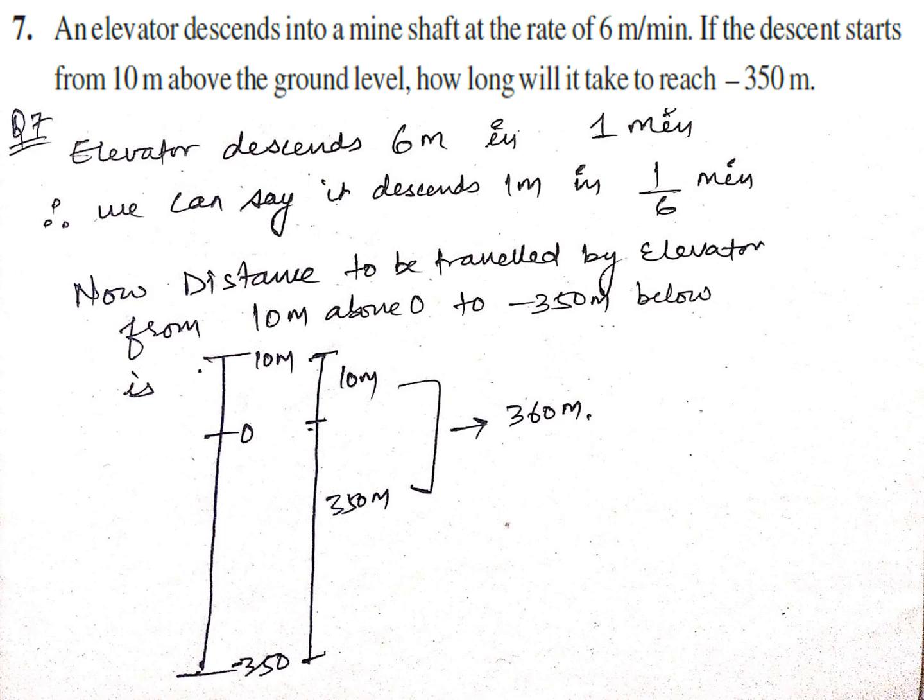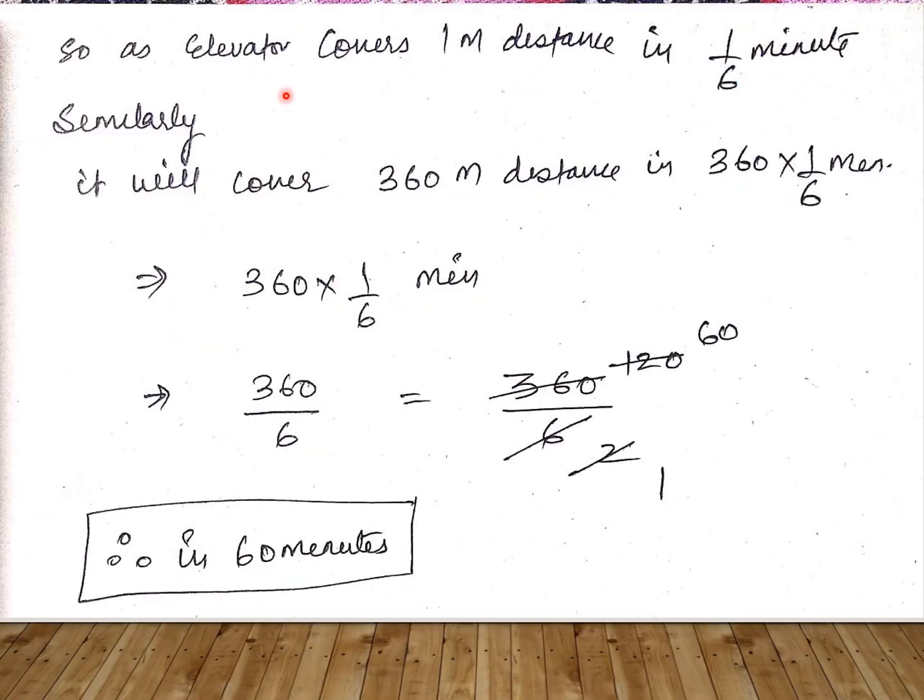Now see, it will cover 360 meter distance in 360 into 1 by 6 minutes. Now you will solve it. 360 ones are 360 upon 6. Now 3 twos are 6, 3 ones are 3, 3 twos are 6, zeros are 0. So in 60 minutes the lift will cover 360 meters.